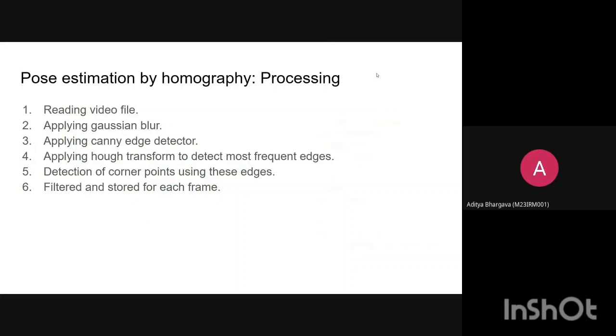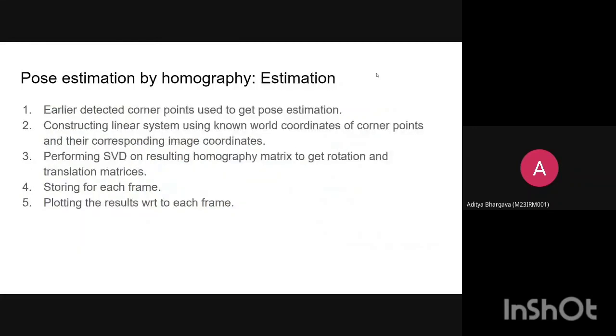Then we are using the Canny edge detector, which is a conventional function to detect the edges. Then we are applying the Hough transformation to detect the most frequent edges. Then we are detecting the corner points using these edges, and then we are filtering and sorting for each frame, and then we are repeating this process for each frame.